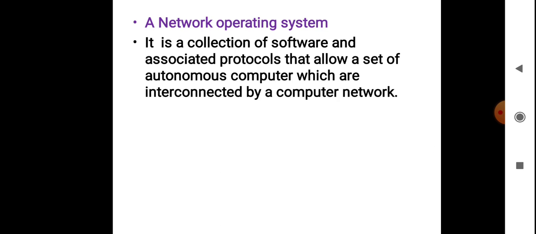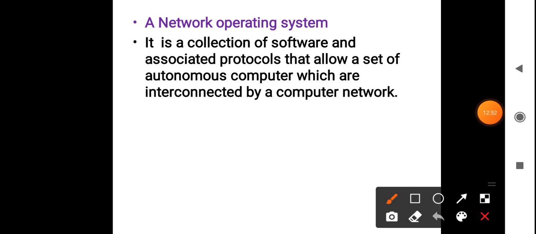So next is the network operating system. What does network operating system mean? It is a collection of software and associated protocols that allows a set of autonomous computers which are interconnected by a computer network. So how are the computers linked from one computer to another? By using a computer network. Here also it will have a certain set of protocols and a collection of software. So all this leads to the autonomous computers, and all these computers are connected by using computer networks.